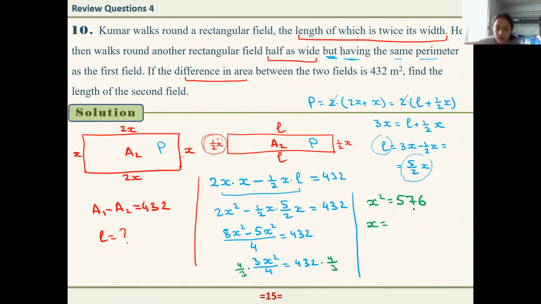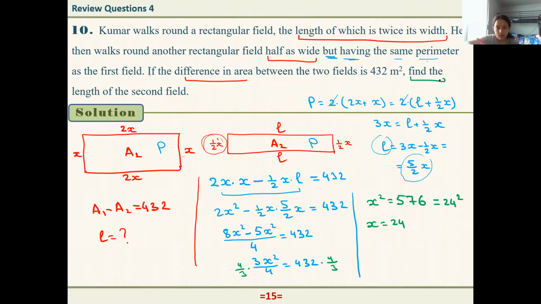That means that what number's square is 576? We know that this 576 is 24 squared, because 24 times 24 is 576. It's a square number. So since x squared equals 24 squared, and x is the length, it must be positive. So x equals 24.